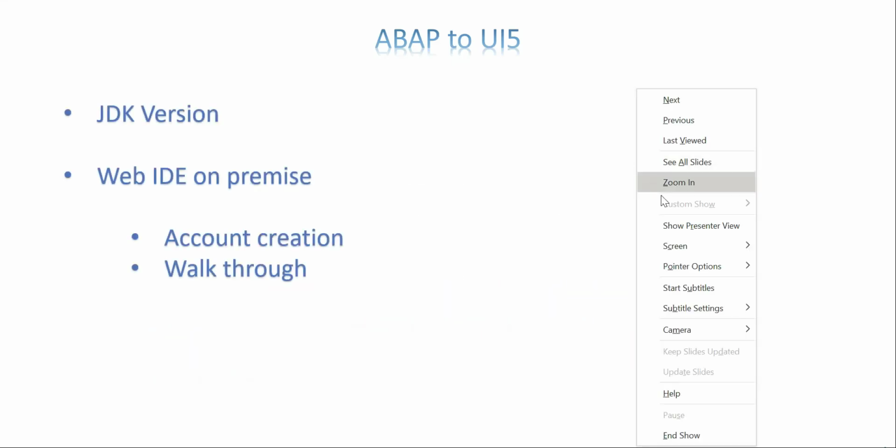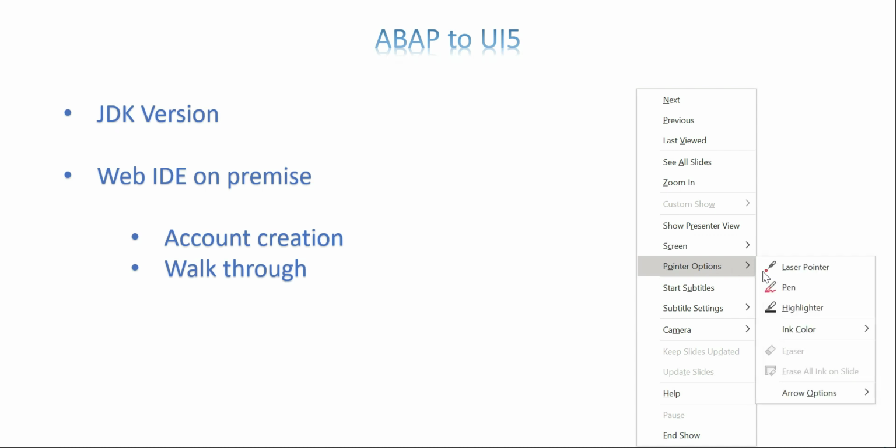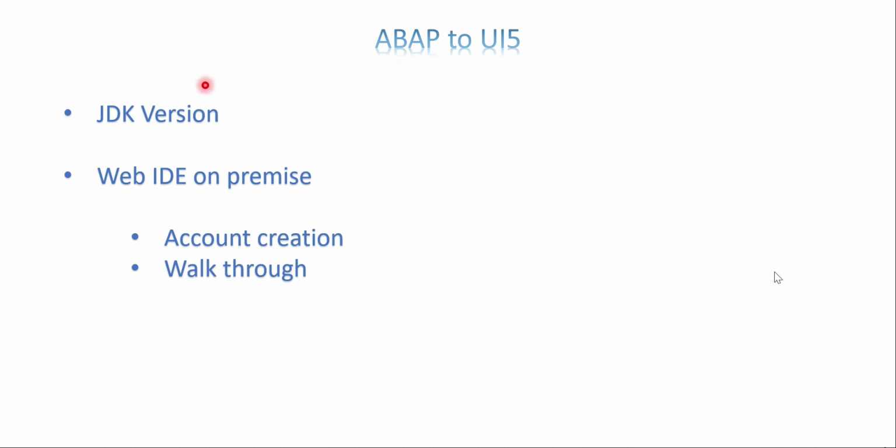So these are things which are required at least to begin our UI5 development. You need a JDK version. Feasible is from 7 to 8 version, it's fine, but we have latest versions also. And then you need Web IDE on premise. Both you can download from a particular website, I mean the product website. This is from Oracle. This is from SAP. You can download it.